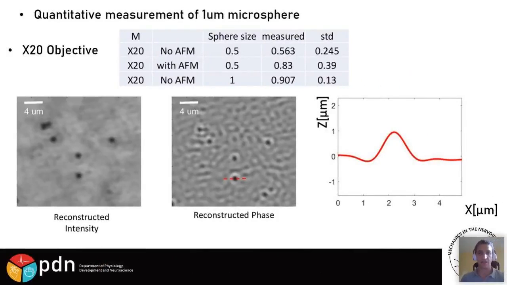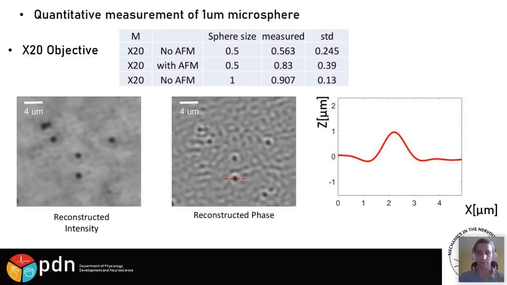What about the quantitative measurements of the topography? Again, if I know the indices of refraction of the materials, I can use the phase and then reconstruct the topography of the surface. Here we see 1 micron polystyrene spheres, and without the AFM, we could reconstruct their height.